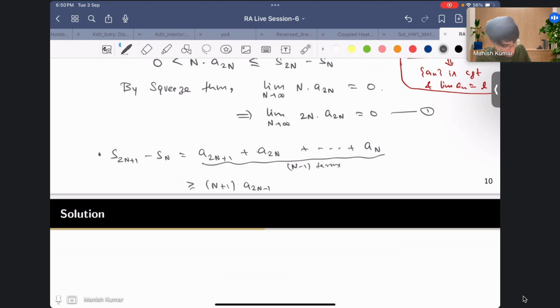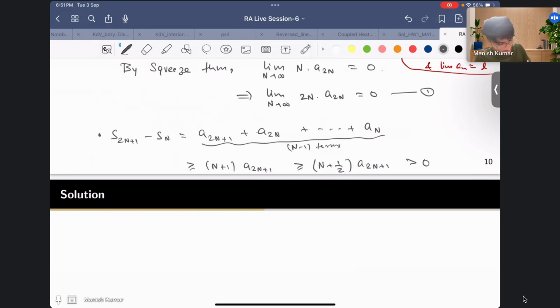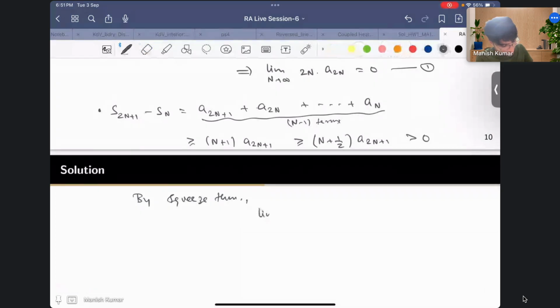Okay, so then I'll have this. So I have S_2n plus 1 minus S_n. Okay, so this is a_n plus 1 times a_2n plus 1. Now this I can replace by n plus half, right? Then I have a_2n plus 1. Okay, so this is greater than 0, so again by the squeeze theorem I have that the limit of n plus half times a_2n plus 1 is 0.